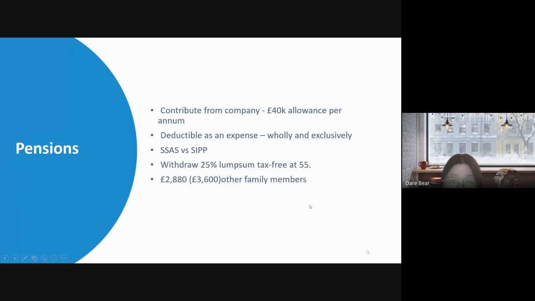And also, you can not only contribute to a pension for yourself, but also for your family members. So let's say up to 2,880, you can contribute to your family members, even though they have no income at all. And then the government will top up 25% so your family member receives a total of 3,600 in their pension pot per annum. So this is a way you can make more pension contributions for your family members.